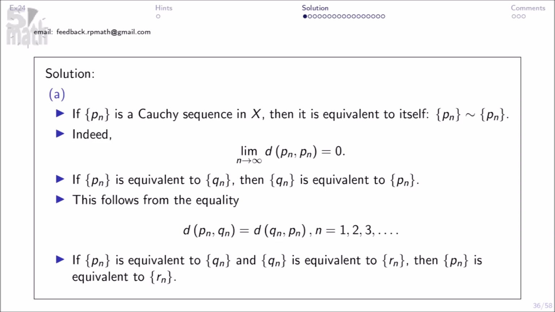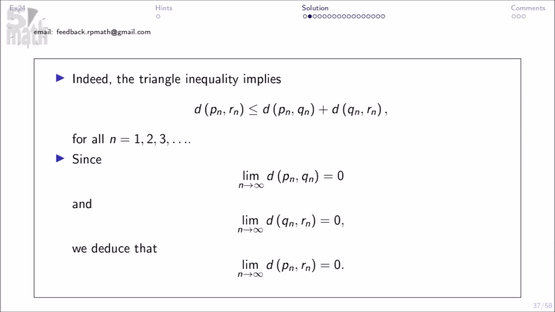Solution. A. If Pn is a Cauchy sequence in X, then it is equivalent to itself. Indeed, this. If Pn is equivalent to Qn, then Qn is equivalent to Pn. This follows from the equality here. If Pn is equivalent to Qn and Qn is equivalent to Rn, then Pn is equivalent to Rn. Indeed, the triangle inequality implies this for all n equals 1, 2, 3, and so on. Since this and that, we deduce that limit n to infinity d of Pn Rn equals 0.